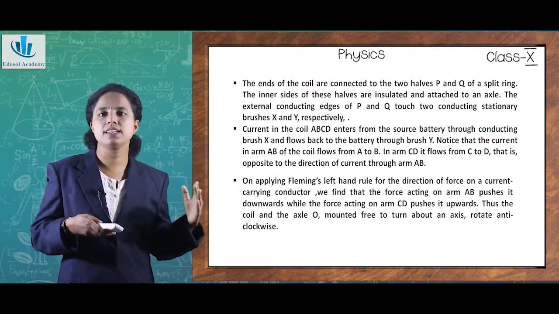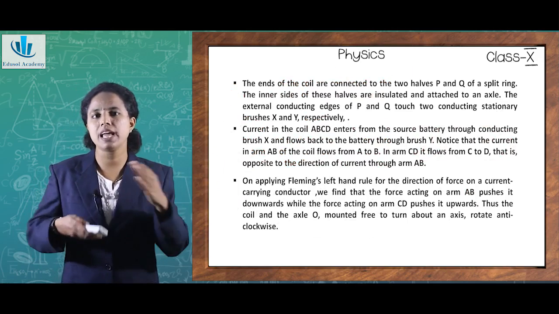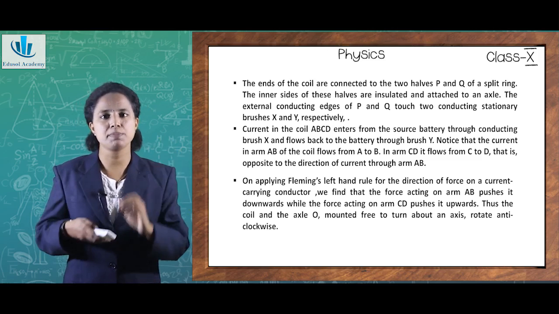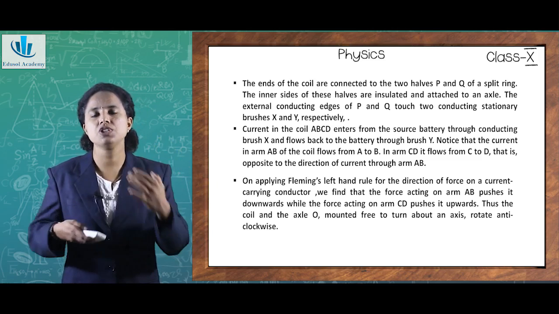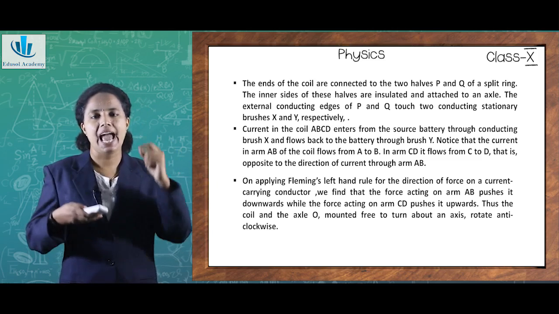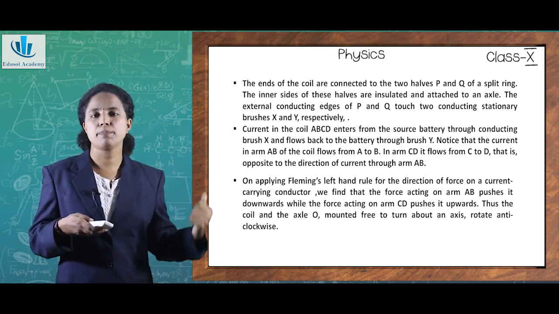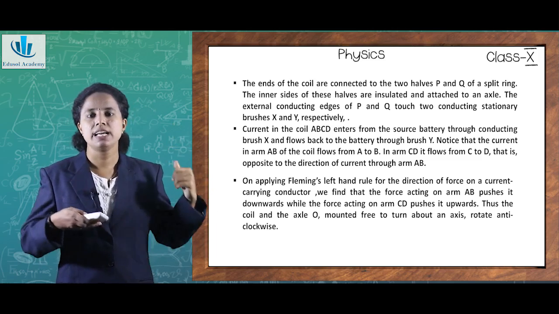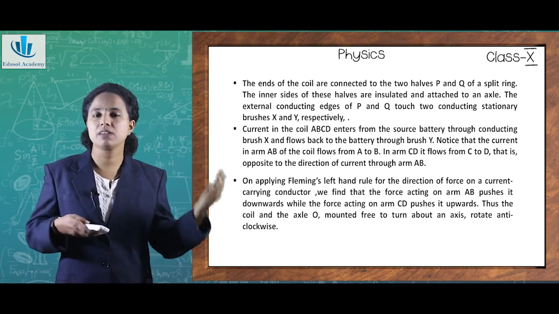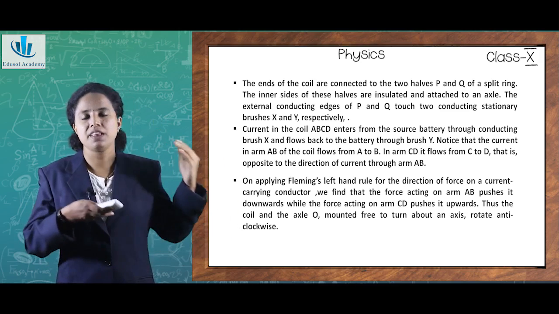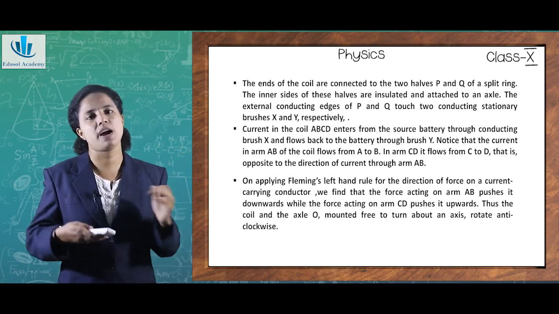Once the current in the coil ABCD enters from the source battery through the conducting brush X, it enters the coil ABCD and flows back to the battery through the brush Y. So, one of the main functions of brush X is that it helps the current pass to the coil. And what will be the function of the other brush Y? It will help the current to flow back to the battery.